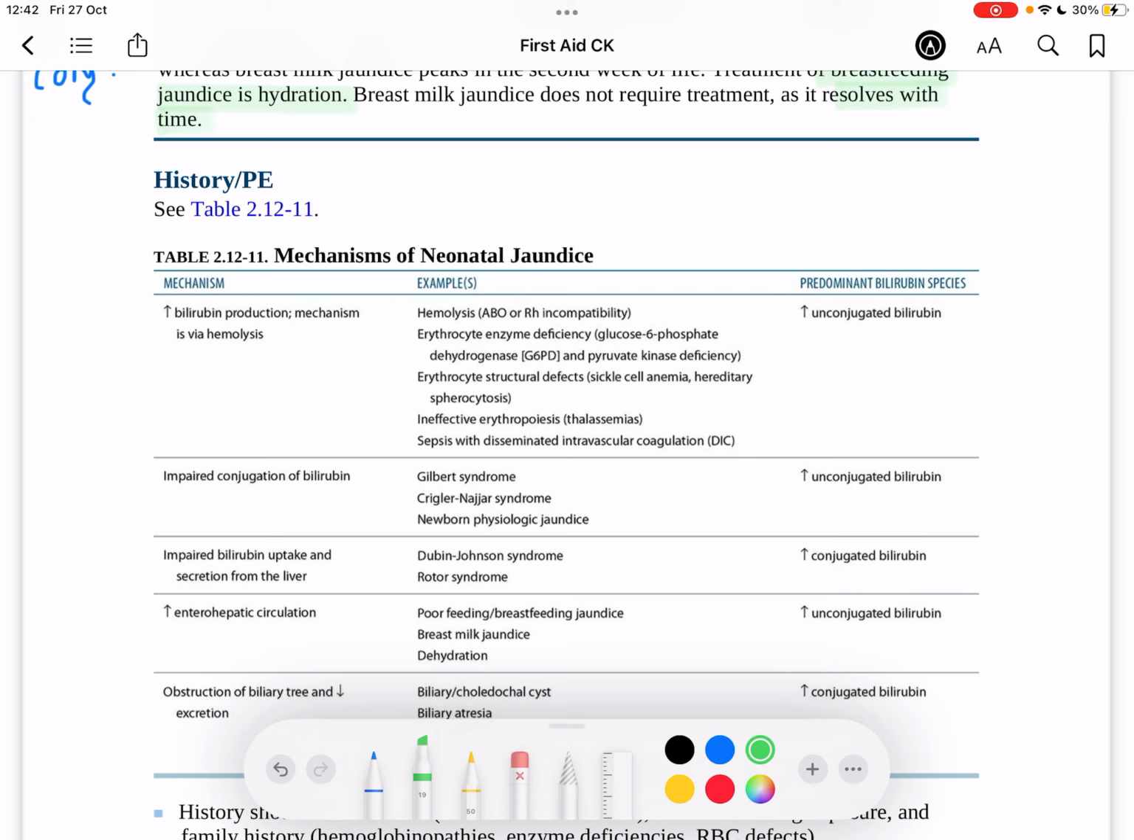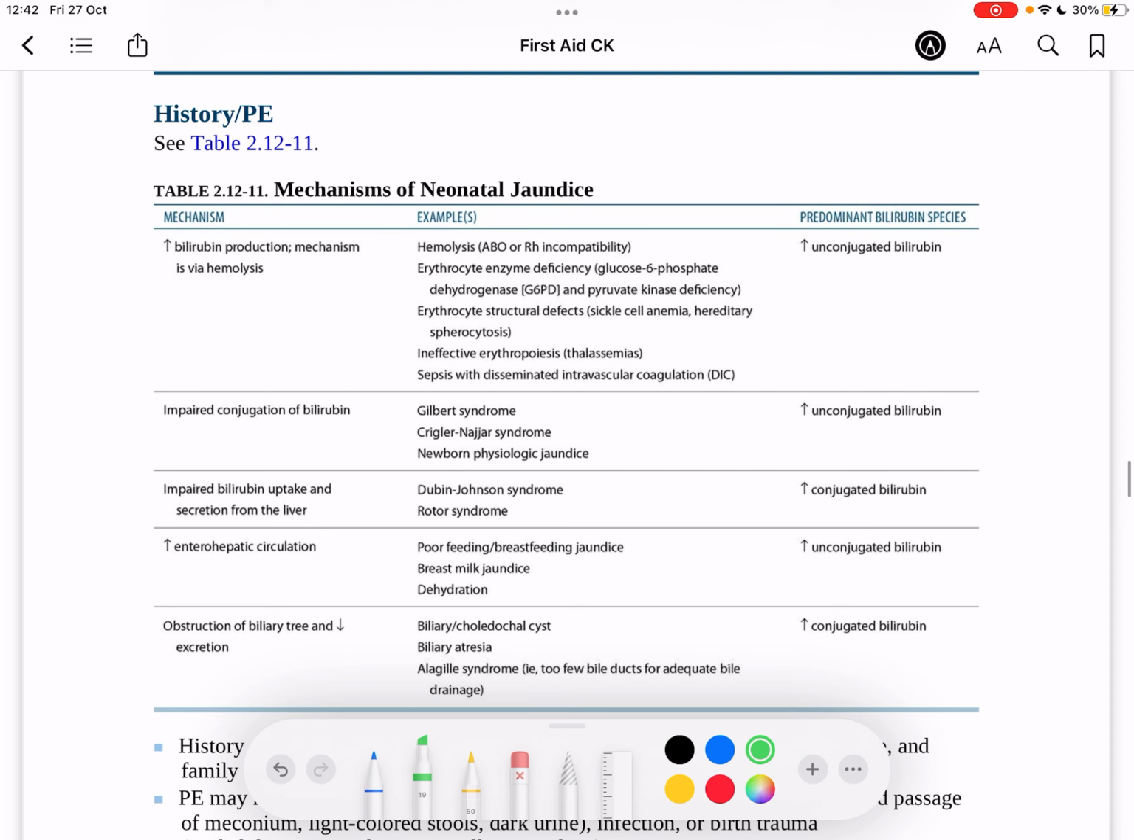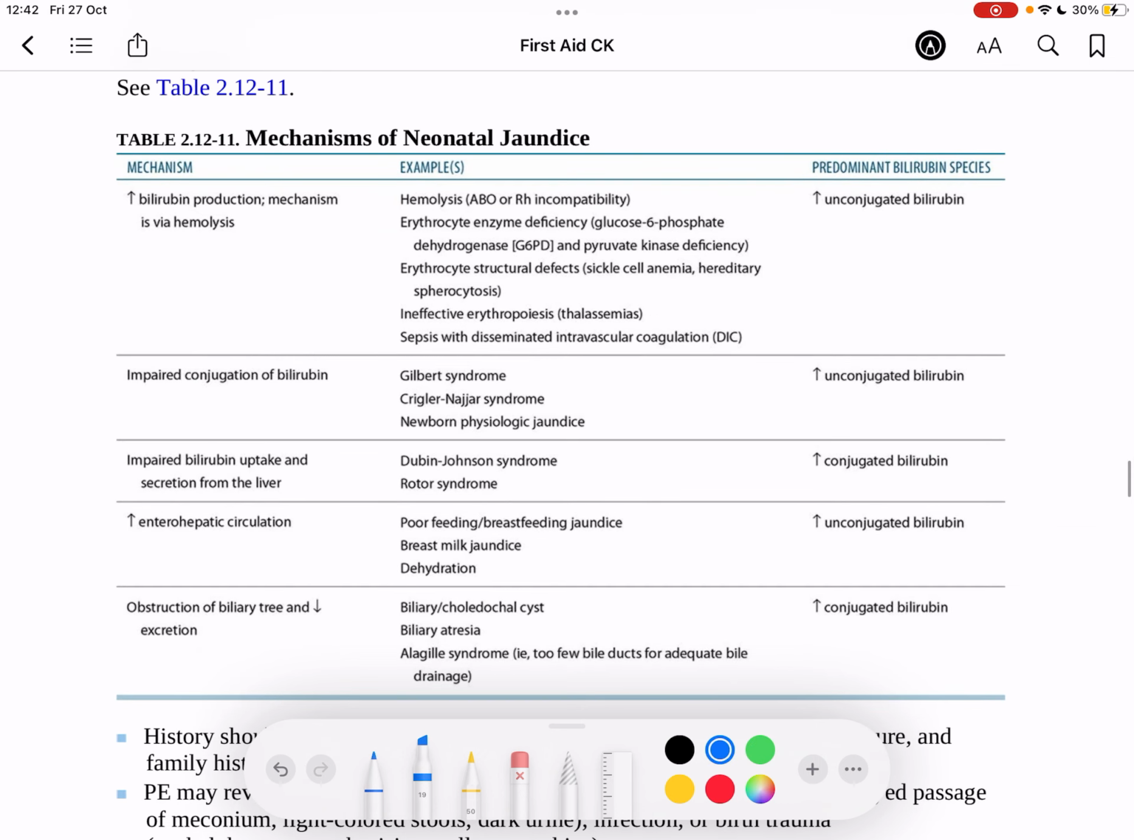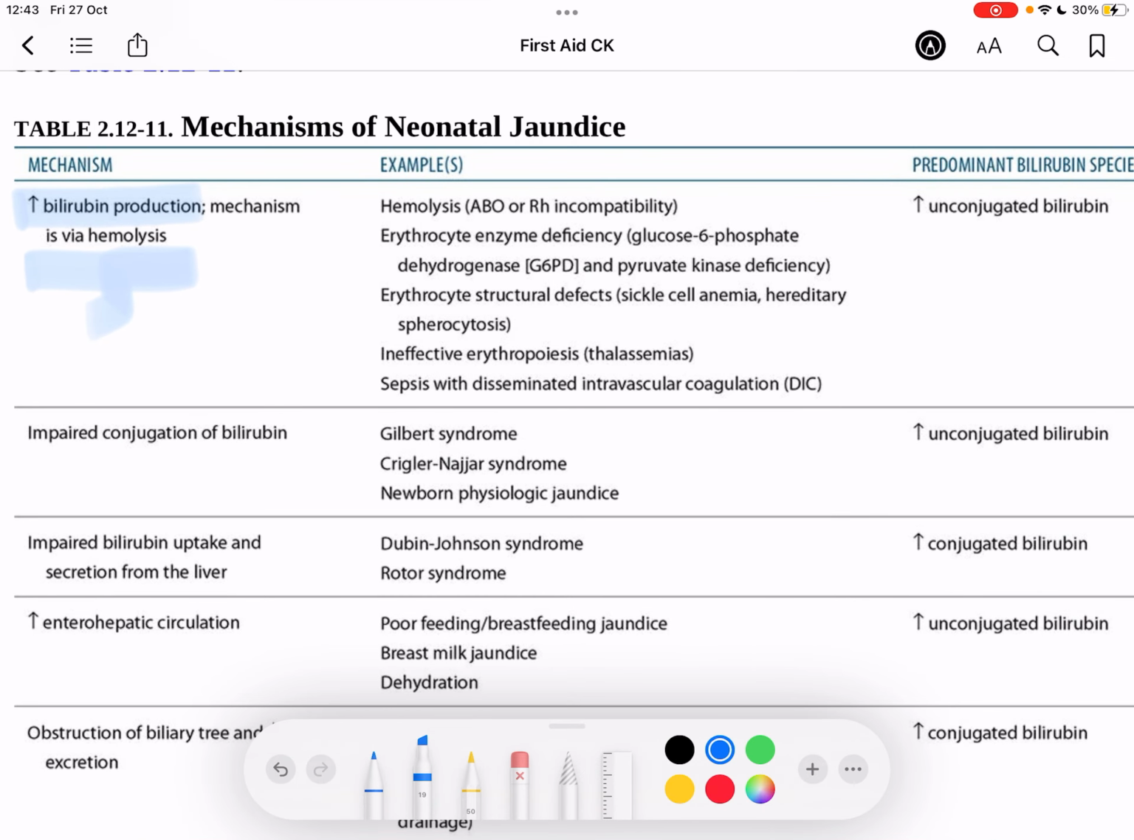So now we're going to talk about the history and sort of physical examination of different types of neonatal jaundice. If the mechanism is high bilirubin production, this is usually due to an increase in hemolysis, okay? What could be some of the causes of hemolysis? Maybe it's due to an ABO incompatibility or a rhesus incompatibility. Maybe it's due to enzyme deficiencies within the red blood cells. This could be glucose 6-phosphate dehydrogenase deficiency, okay? I've discussed this in a lot more detail in hematology, so please have a look at those videos for details on that.